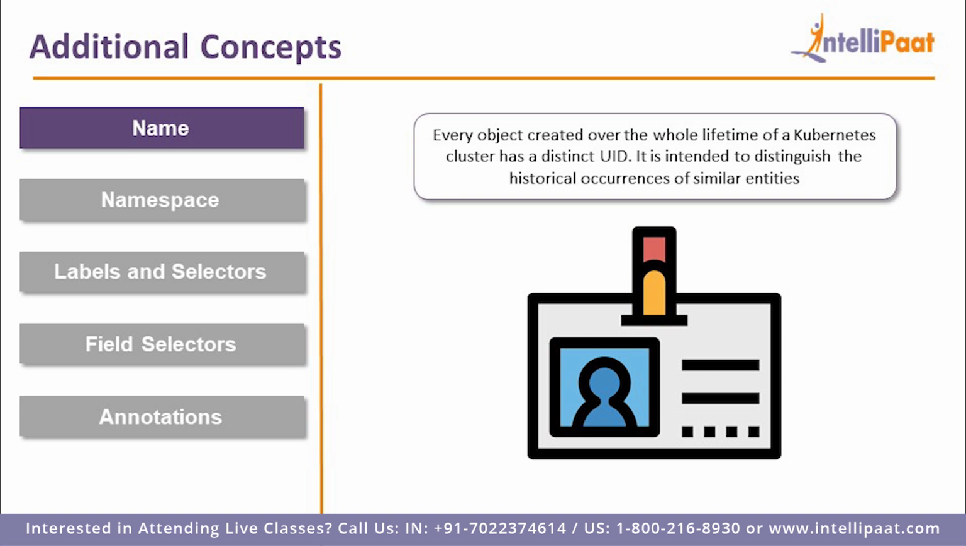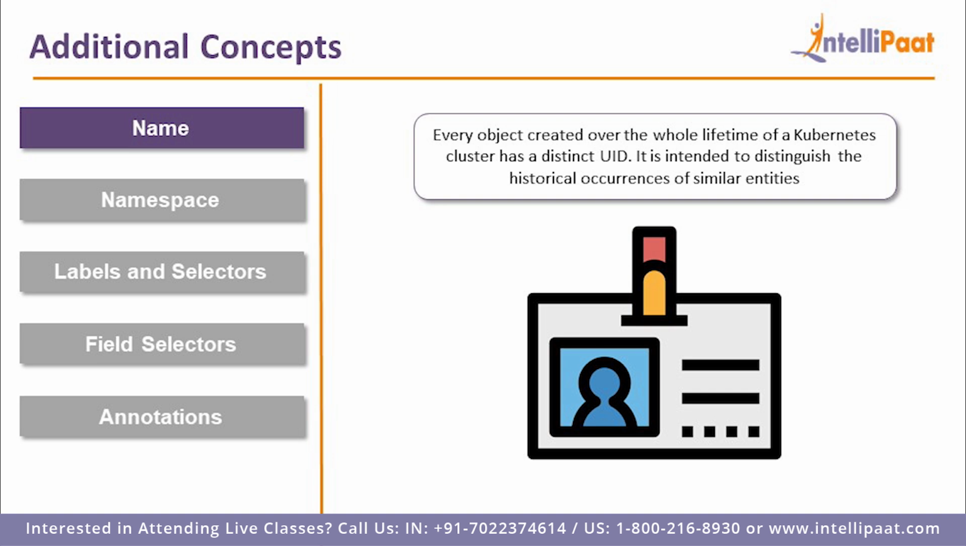Now, this is a very important thing because it is intended to distinguish between the historical occurrences of similar entities. So let's say we deleted that Nginx object, right? So we could have created a new Nginx object with multiple replicas. Now, instead of 3, I would have 5 replicas. Now, what is to say how that was different from the original one? So here is when UID comes into the picture.